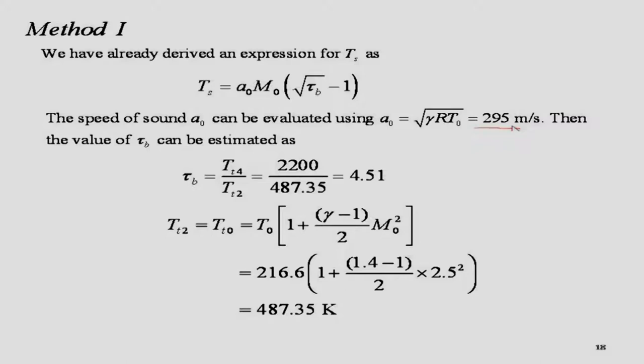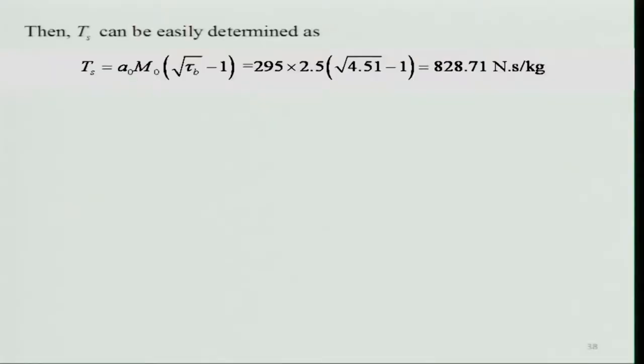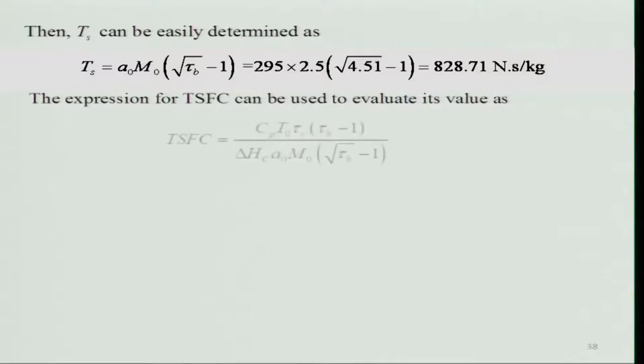Then you substitute, and we get these values. Once we get these, we know the parameters in the specific thrust: a naught is known, M naught is known, tau b is known. So you can substitute those values and get the specific thrust. Substituting these values, I am getting 828.71 newton per second per kg, because it is per unit mass of air flow rate. Specific thrust is the thrust divided by the mass flow rate of air entering the inlet of the engine.